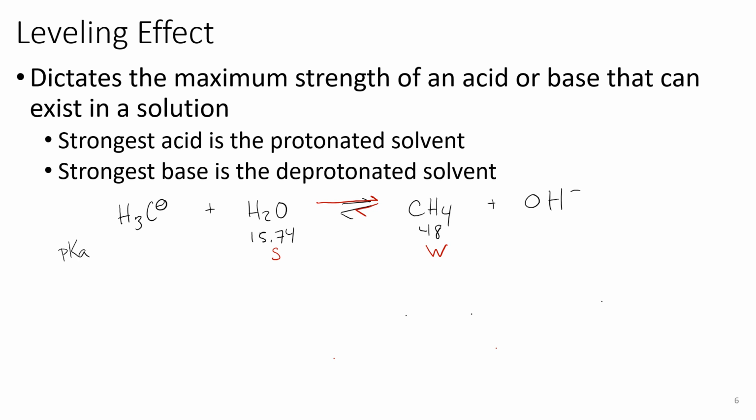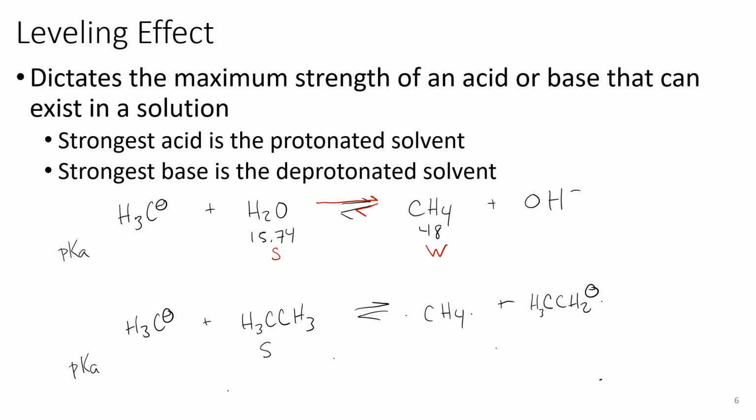So let's look at another example. We'll use the same anion, H3C minus, but this time instead of using water as the solvent, let's use ethane as the solvent. So CH3CH3, and we're still going to be producing the exact same product from our acid-base chemistry, so CH4. And then our new anion would be the CH3CH2 minus ion.